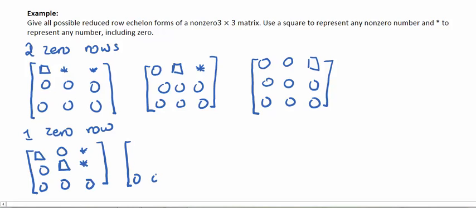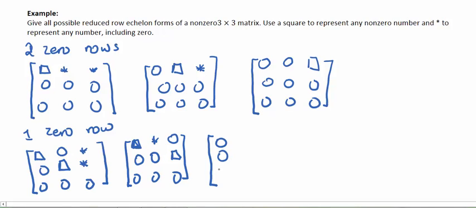I could also have a pivot in the first column and the third column, in which case I have zeros before that one, I have zeros above that pivot, and then this entry could be anything. The third possibility would be to have pivots in the second and third columns. So that would put zeros underneath and above those pivots.